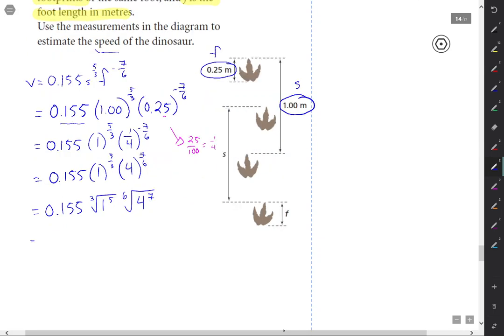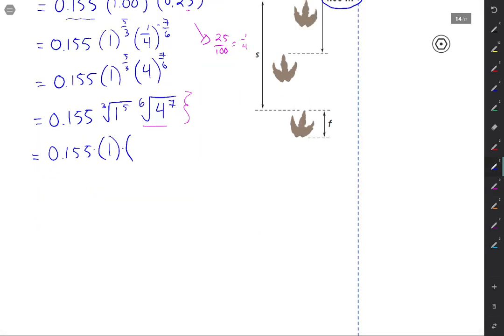The nice thing about the number 1 is that it always stays 1 no matter what root or power we use. So this is 0.155, and this is going to be 1, because the third root of 1 is 1, and 1 to the power of 5 is 1. Now, I don't know how to do this part in my head, so this is definitely a calculator question. If I plug into my calculator 4 to the power of 7 and then take the sixth root of that, we get 5.0397 if we round it.